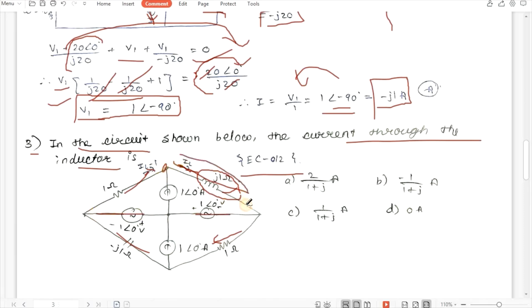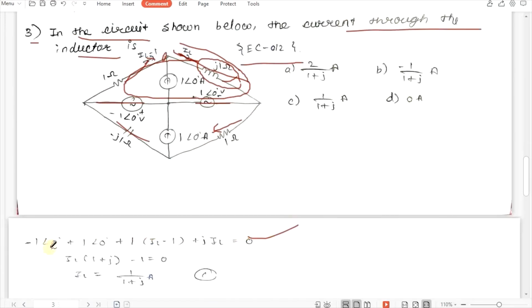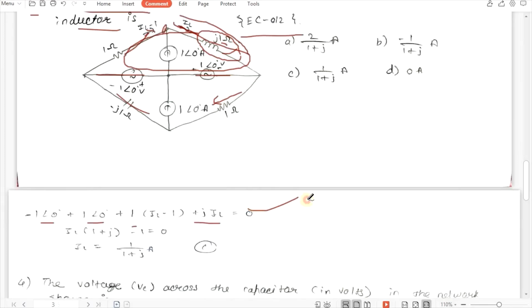Now if we apply KVL like this in this bigger mesh, we will get IL times j1 ohm minus 1 angle of 0 degree plus 1 angle of 0 degree plus IL minus 1. So this is what I have written here: minus 1 angle of 0 degree plus 1 angle of 0 degree, 1 into (IL minus 1), plus j into 1 into IL. So this is our first equation.